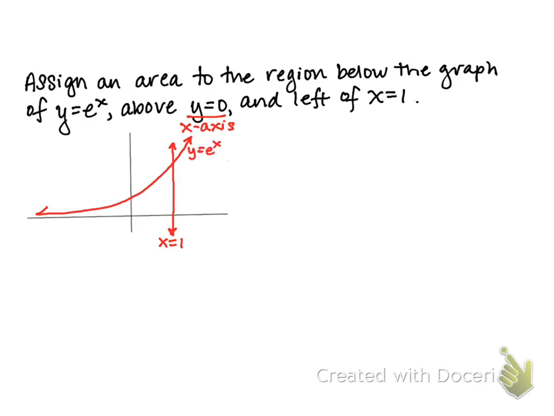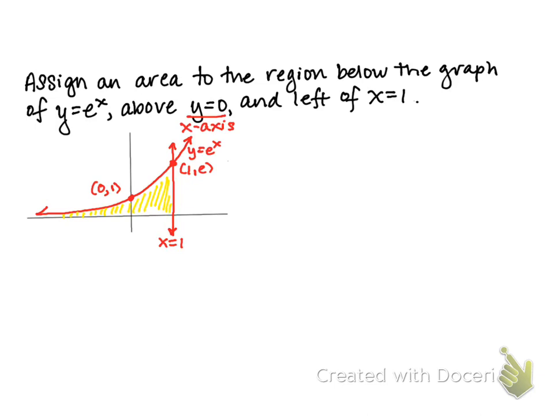And this is the point (0, 1). This would be the point (1, e). Okay. And we want to, it says, assign an area to the region to the left of x equals 1 and above y equals 0. So we are looking at that bounded region.